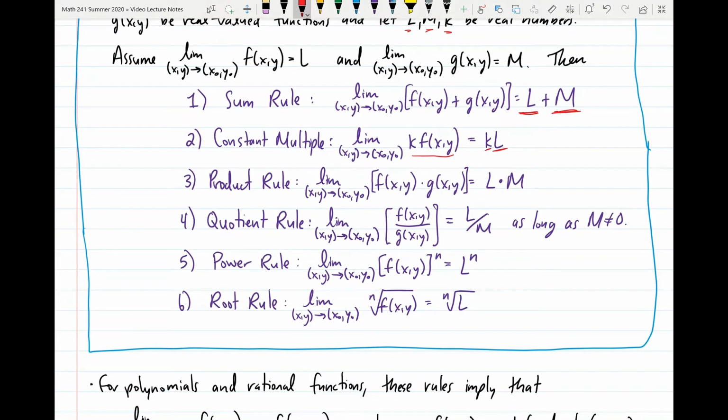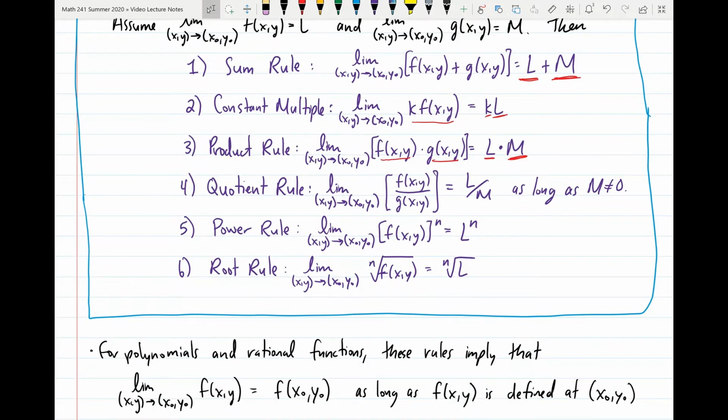Next, we have the product rule. In this case, the limit of the product of two functions, so here we're taking f of xy and multiplying by g of xy, is equal to the limit of f times the limit of g. And the quotient rule is very similar to the product rule. If we have f of xy divided by g of xy and we want to take the limit of that function, it's going to equal the limit of f of xy divided by the limit of g of xy, as long as M, or the limit of g of xy, is not equal to 0, because if that were the case, we'd have division by 0, which is not defined.